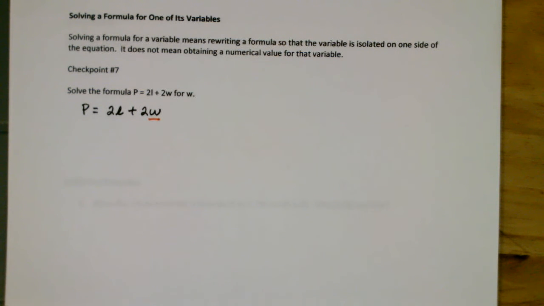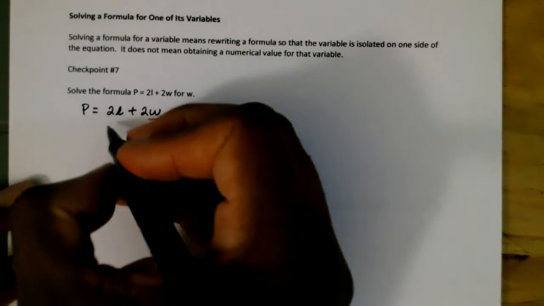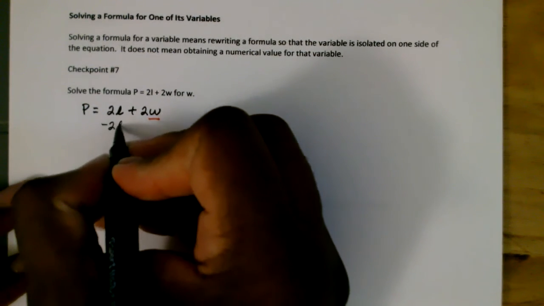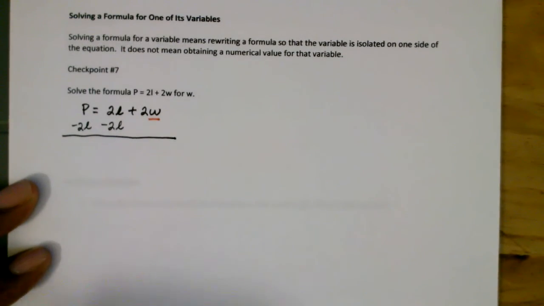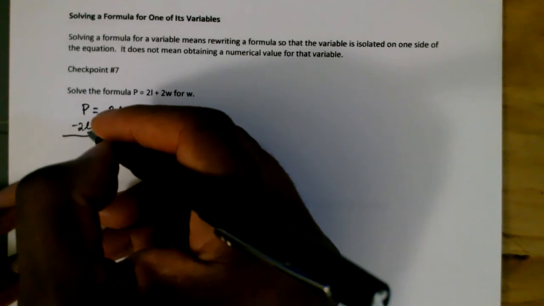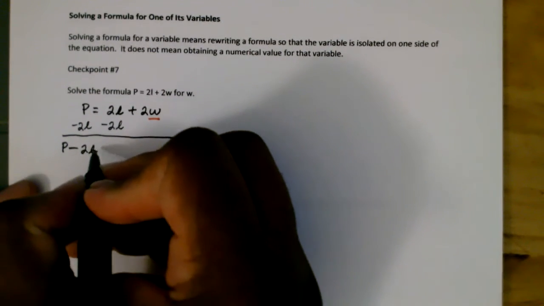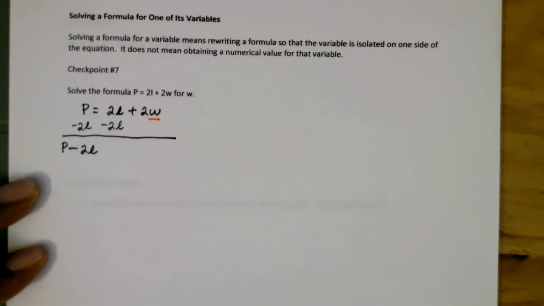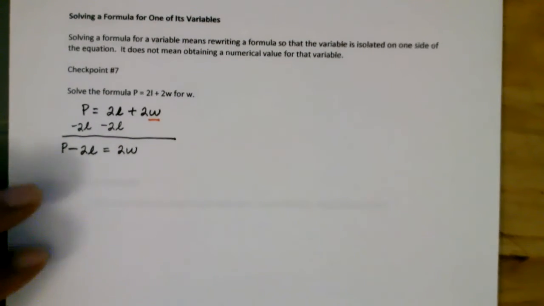So in this case here, let's move the 2L where the P is. That means we need to subtract 2L on both sides. So I'll have to write this as P minus 2L. Those are two totally different terms. I'm not going to be able to combine those. I just have to write it just like that, P minus 2L. And then that's equal to 2W.